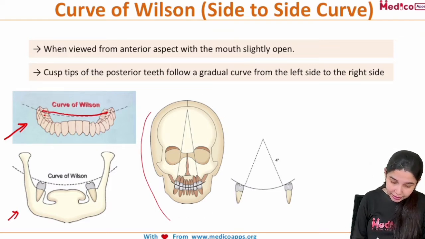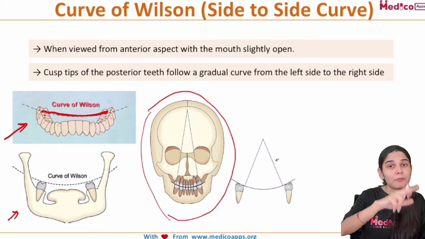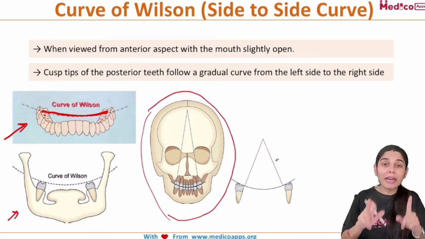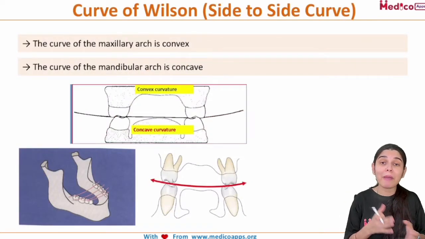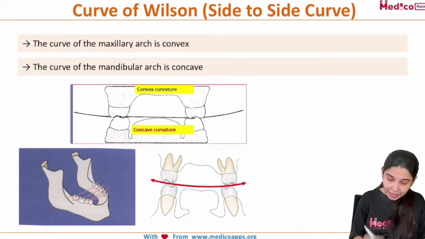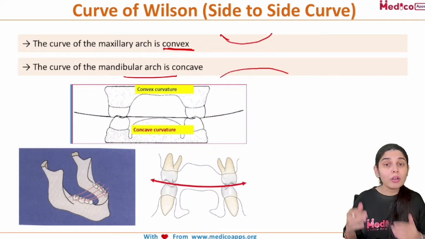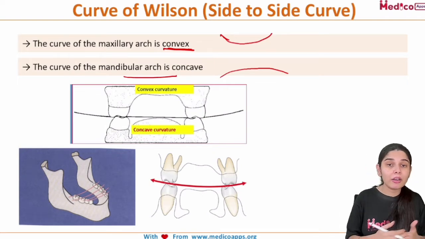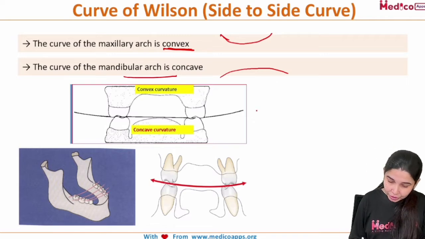So the curve that goes from right to left or left to right, formed from one cusp tip to the other cusp tip, is known as the curve of Wilson. Now, how is the curve formed in the maxillary and mandibular teeth? The maxillary arch will have a convex curve. This is the curve which will be formed in the maxillary arch. And how will the curve be formed in the mandibular arch? It will be something like that. So a convex curve and a concave curve are formed in the maxillary and the mandibular arch. I hope you have understood this point.